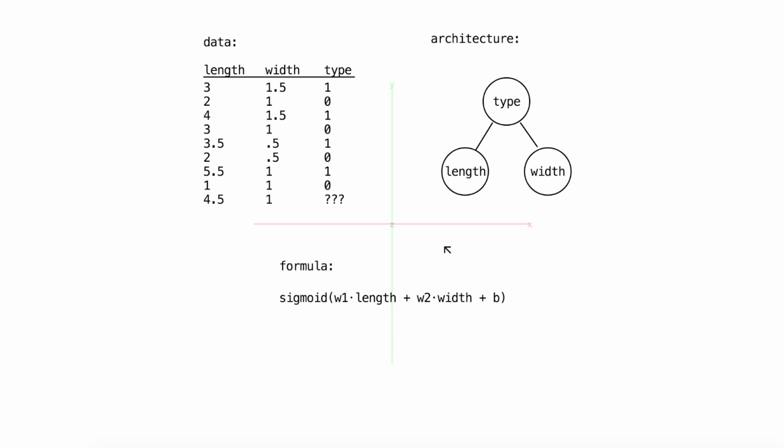She's going to weight the length of the flower by one parameter of the network, W1, and that's this edge here. She's going to weight the width, another feature of the flower, by another parameter, W2, and then she's going to add a bias to it, and we'll see why that's useful in a second. Then she's going to wrap everything in a sigmoid, and that just squishes the values to be between 0 and 1, because the type that she's trying to predict only has values between 0 and 1.